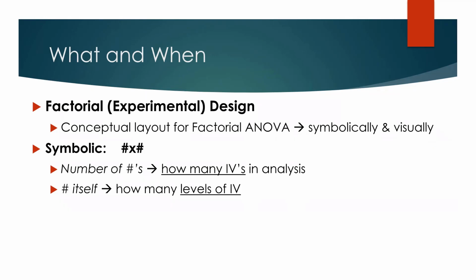So the number of numbers that you see, like the number of pound signs, those are placeholders. Normally it would actually be a number of some sort, like 2 times 2, but I'm just using this as an example with placeholders. So the number of numbers that you see is how many independent variables you have in the analysis. So if you see 2 numbers, that's 2 IVs. Now the number itself tells you how many levels that independent variable has.